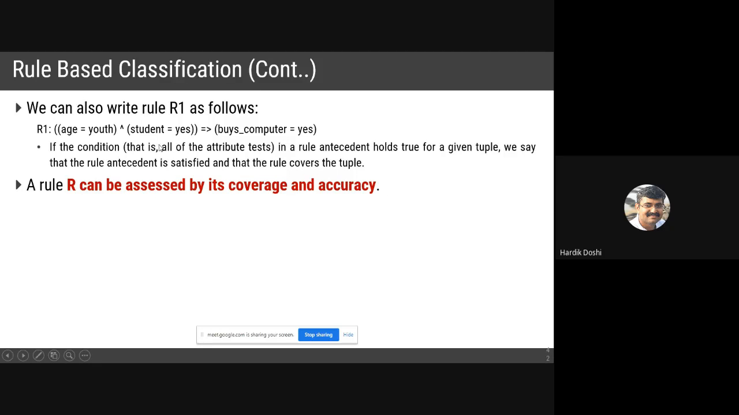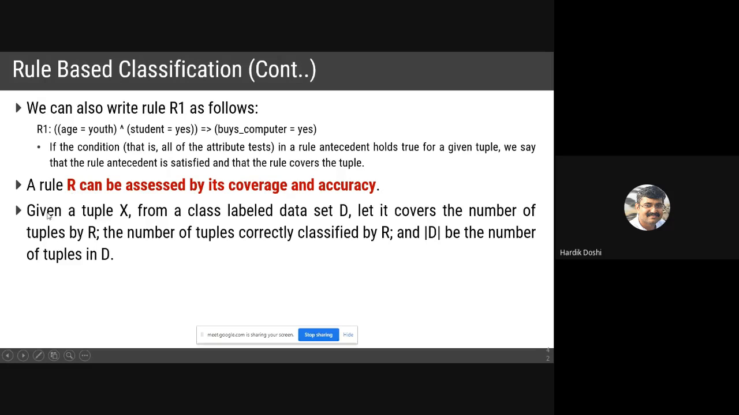So we can say that the rule covers data tuple X. Let's see how. Given a tuple X from a class labeled dataset D, we have a training dataset D from which we are taking a single record, only a single tuple. Let the number of tuples it covers be by R. Here we have taken only one rule R1, but in an example we have three rules, R1, R2 and R3. Out of these three rules, we need to find which covers this tuple X, and that becomes the cover.